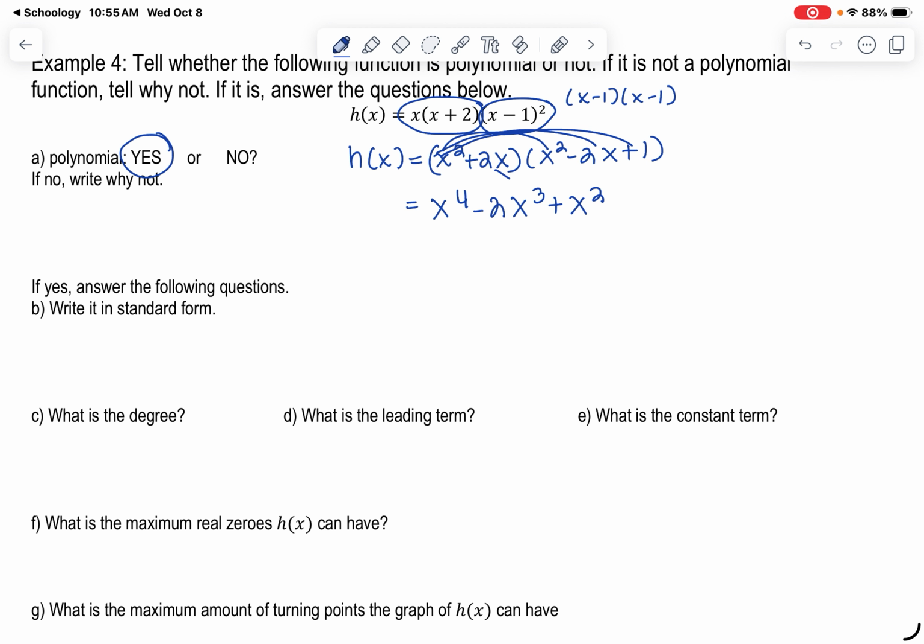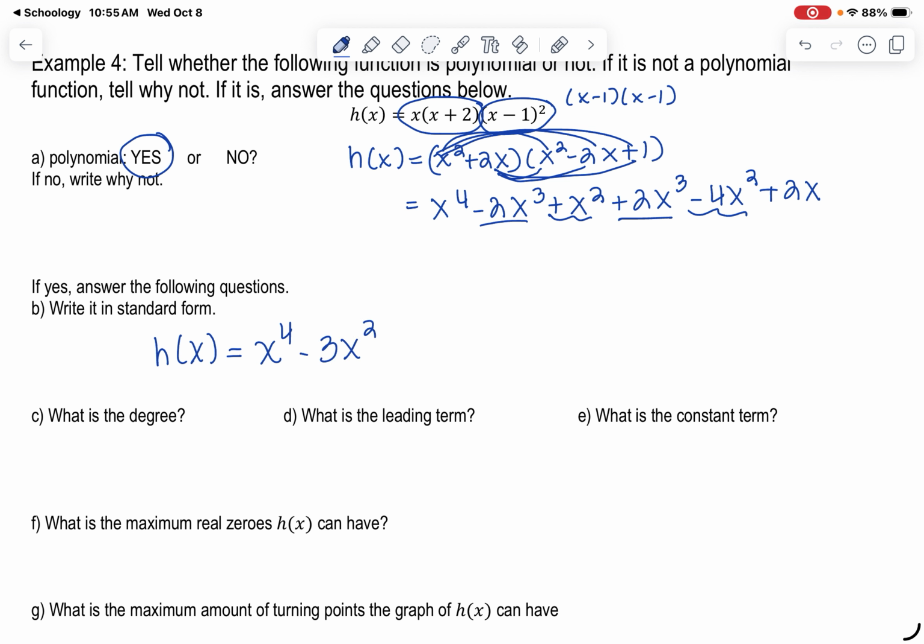And now I'm going to distribute this 2x. 2x times x squared is 2x cubed. 2x times negative 2x is negative 4x squared. And 2x times 1 is 2x. Now I'm going to combine like terms so that it's in standard form. So I have h of x equals x to the 4th. I'm going to combine my cubic terms. Negative 2x cubed and positive 2x cubed cancel out. I have an x squared and a negative 4x squared, so if I combine my quadratic terms, that's minus 3x squared. And then my linear term is plus 2x. Notice there is no constant term this time.